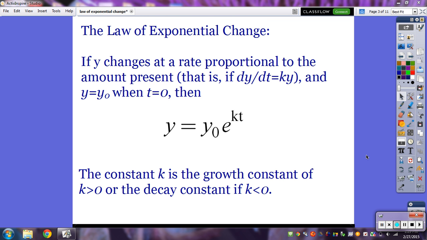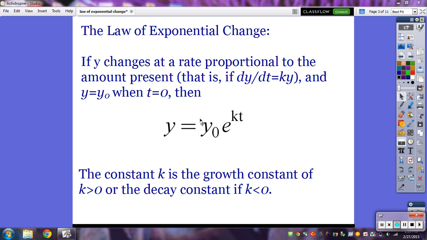That brings us to the law of exponential change, which states if y changes at a rate proportional to the amount present, that is, if dy over dt equals ky, so remember k is your constant for growth or decay, and y equals y sub 0 when t equals 0, it's just saying your initial value, then y equals y sub 0 times e to the kt.